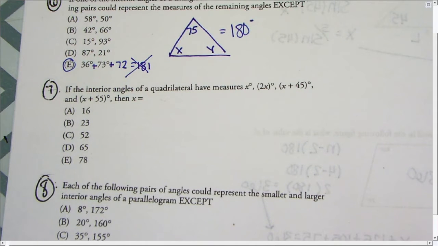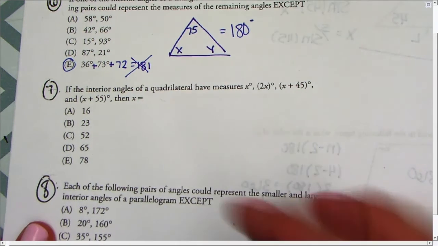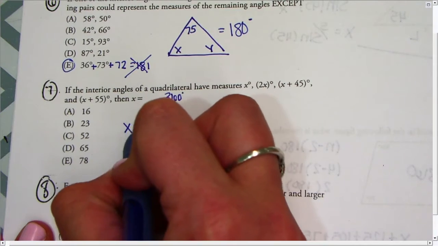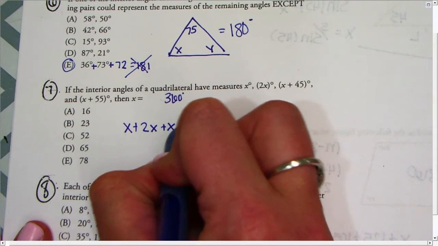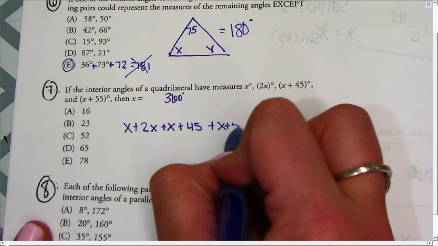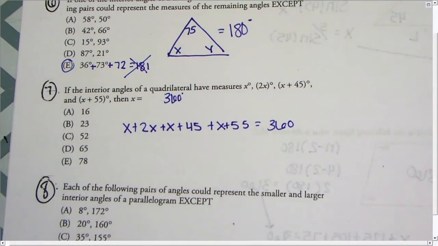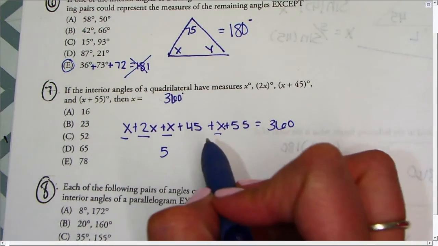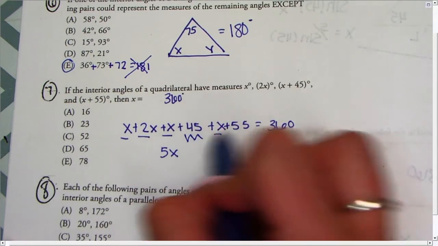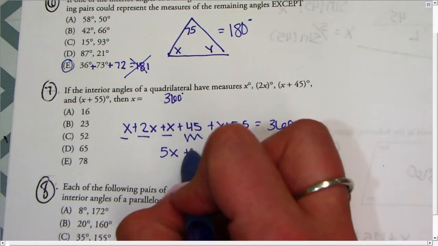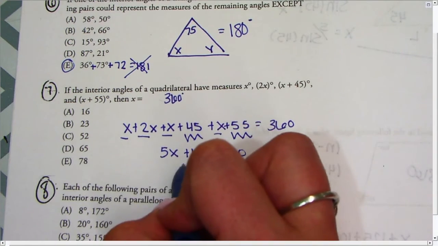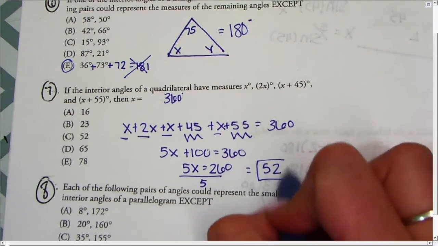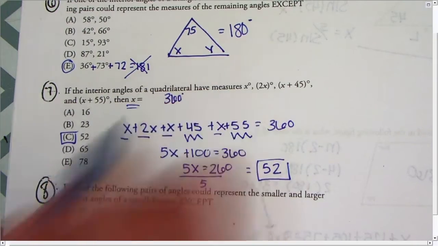Number 7, if the interior angles of a quadrilateral are all of these, what is the value of x? So quadrilateral interior angles always add up to 360. So I'm just going to add them all together. X plus 2x plus x plus 45 plus x plus 55 equals 360. I'm going to combine all those like terms together. X, 2x, x, and x is 5x. And then 45 and 55 is 100. Subtract 100, you get 260. Divide by 5, and you get 52. So the answer is 52 because it just wants to know the value of x.